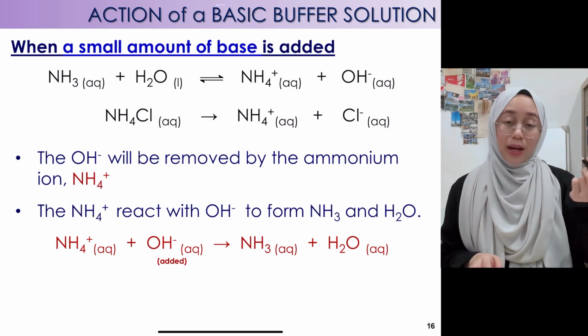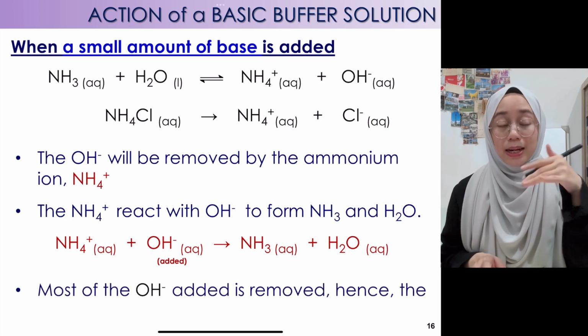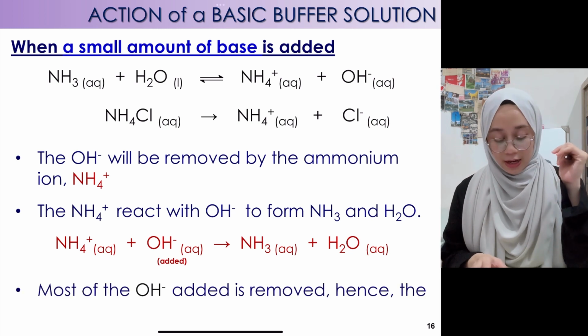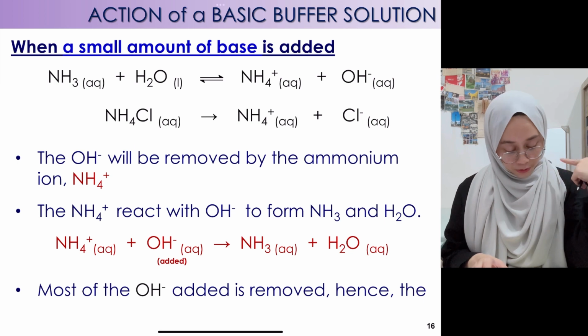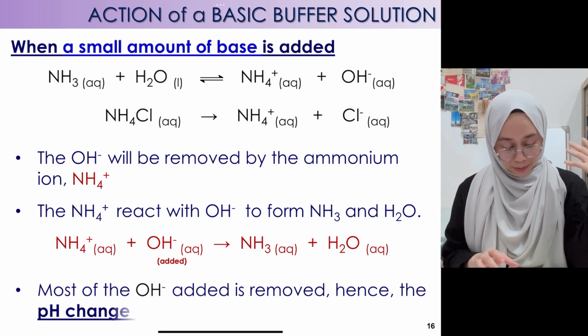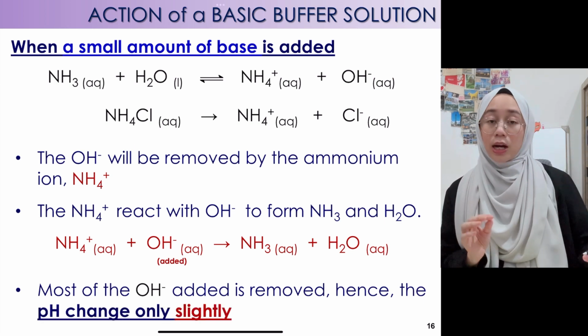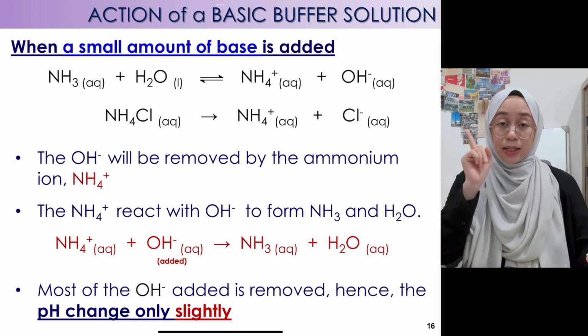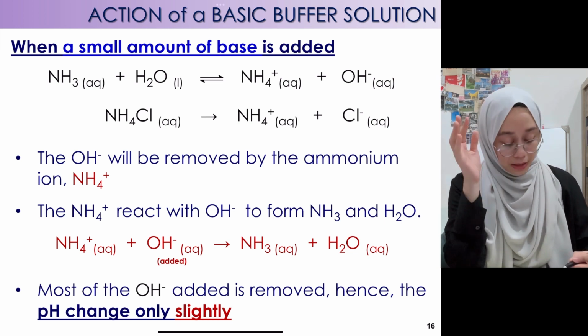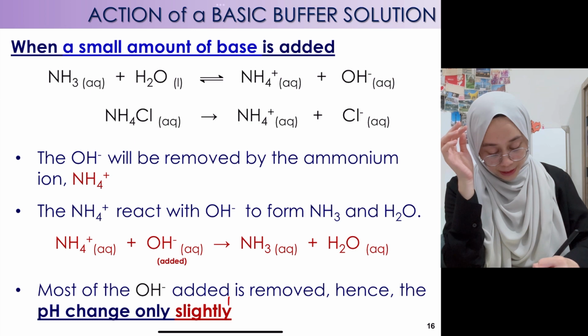Okay, jadi what happened to the pH? Of course the pH akan slightly change. Okay, so most of the OH minus added is removed, hence the pH change only slightly. Slightly apa kelas, slightly menurun ke, slightly increase? So since we are adding a base, therefore yang ni akan slightly increase sebenarnya.